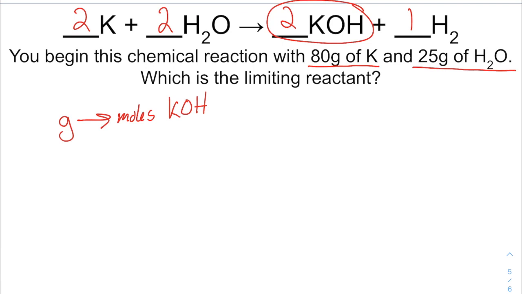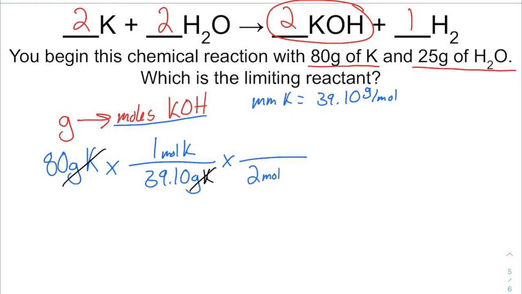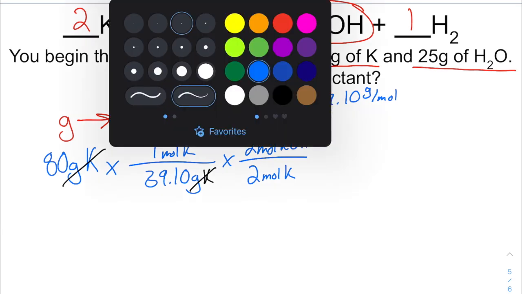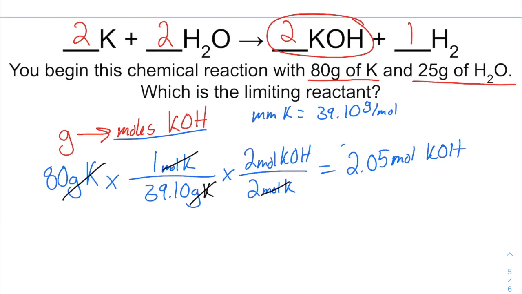I'm going to go ahead and have you do this first one here, so 80 grams of potassium. Go ahead and do the stoichiometry with that to get to moles of KOH, and the molar mass of potassium is 39.10 grams per mole. I'm going to go ahead and just really quickly show you the stoichiometry for this. You would start with grams of potassium, use the molar mass to go from grams of potassium to moles of potassium, then go from moles of potassium to moles of KOH using a mole ratio, multiply everything on the top, divide by everything on the bottom. So based on the amount of potassium that we have, we could make 2.05 moles of KOH.